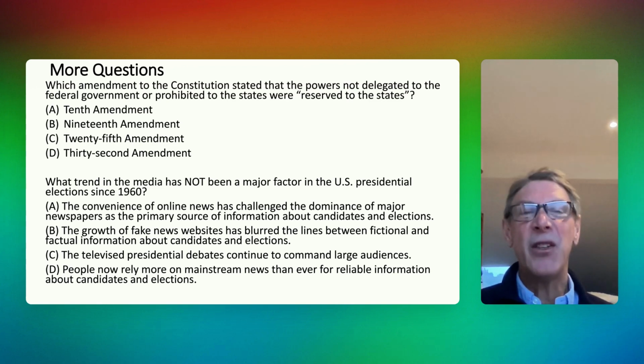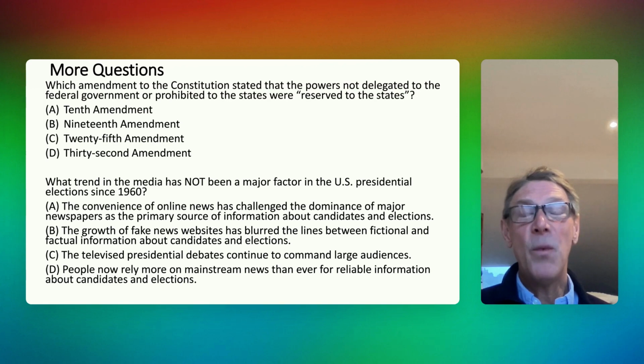I'm not 100% certain, but I suspect that C is true. So I'm rather hoping that D is going to be wrong. But let's check, because we're looking for a trend that has not been a major factor. What does D say? D says people now rely more on mainstream news than ever for reliable information about candidates and elections. Well, actually, it's going the other way.